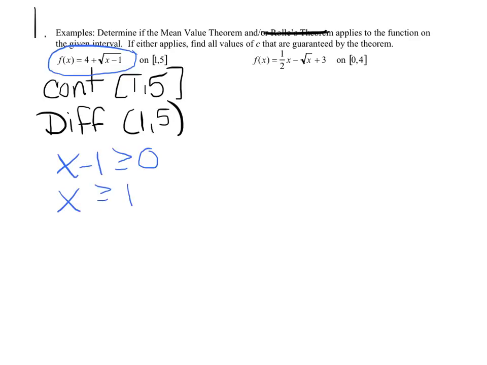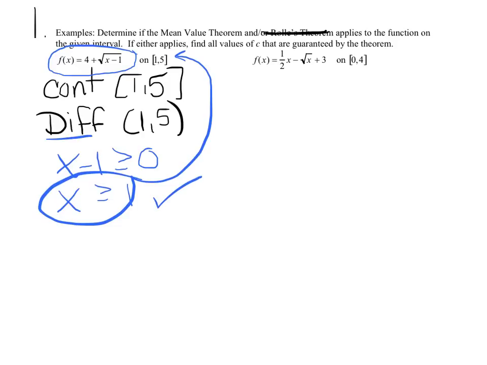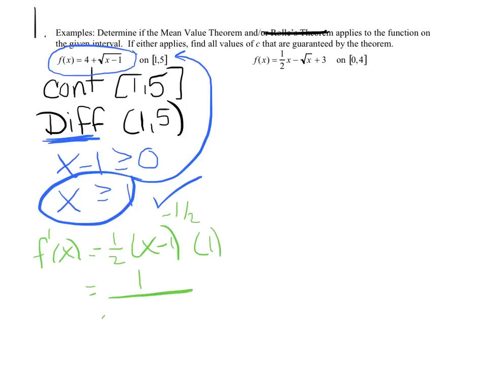Now, apply that to your domain here. That's exactly what we have, any number bigger than 1. So check, it's definitely continuous. Am I differentiable? Well, obviously differentiable means to take the derivative. So f prime of x is equal to 1/2 (x minus 1) to the negative 1/2 times 1. So I could say that's 1 over 2 square root of x minus 1.